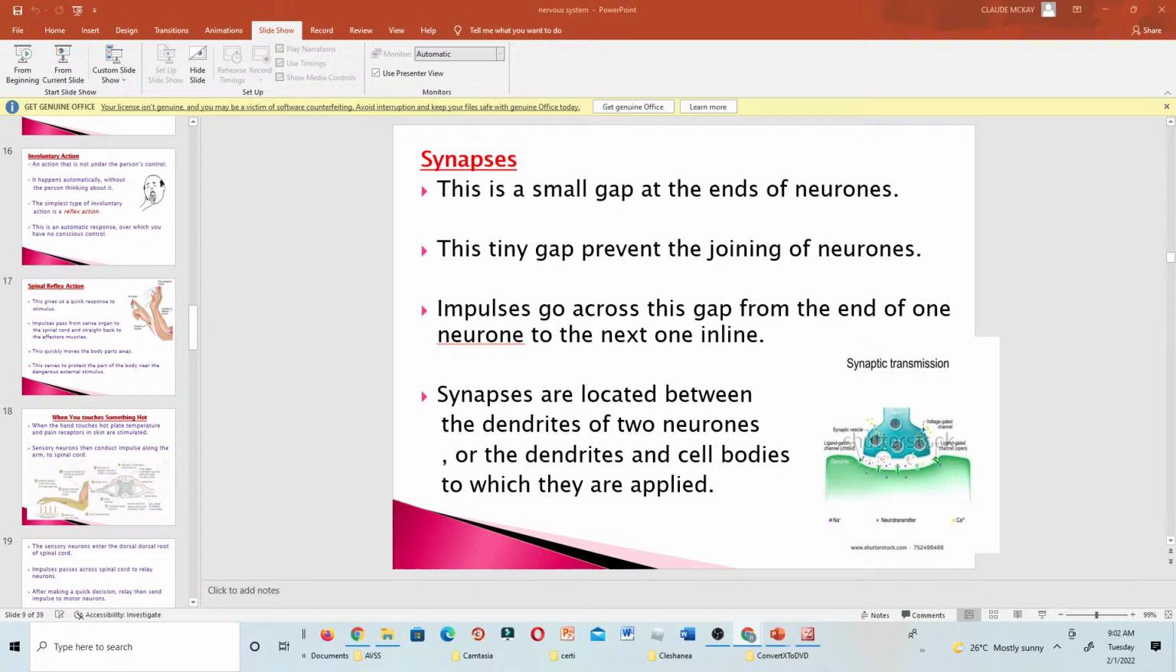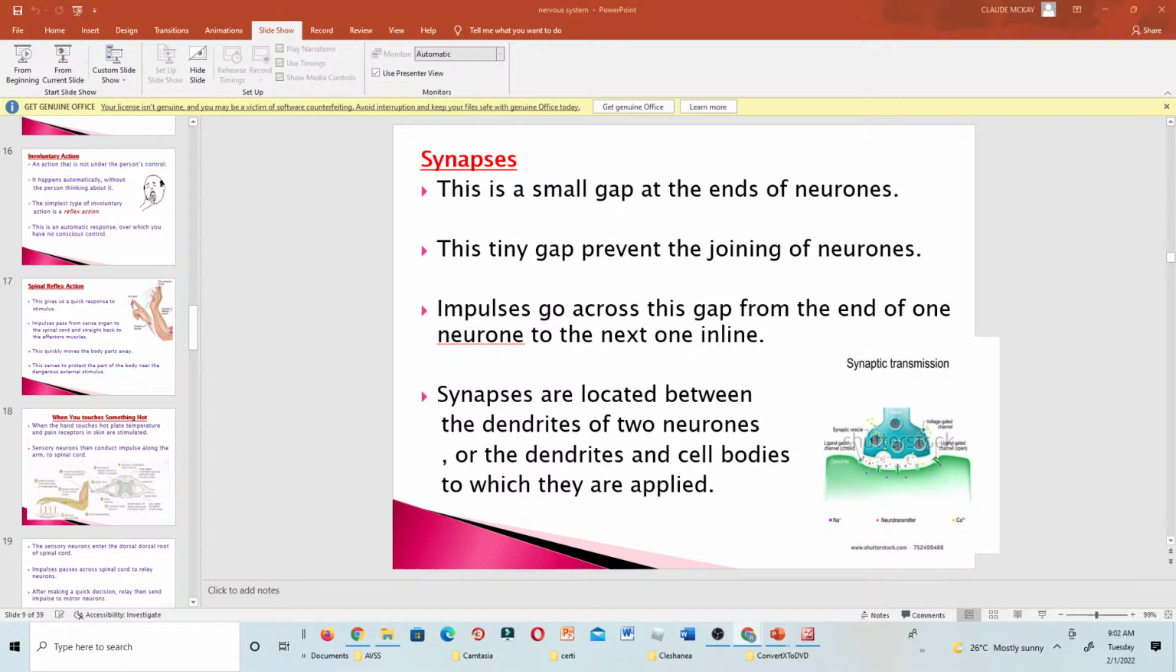Alright, so the synapses now. This is a small gap at the end of neurons. This tiny gap prevents the joining of neurons. Definitely, because this gap is present, it's not like you have neurons being joined or able to join to each other.